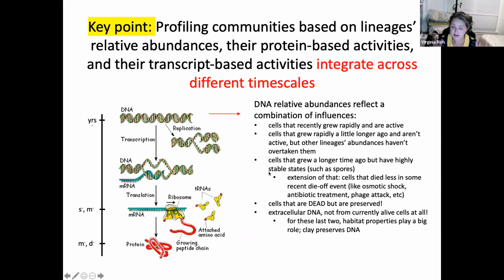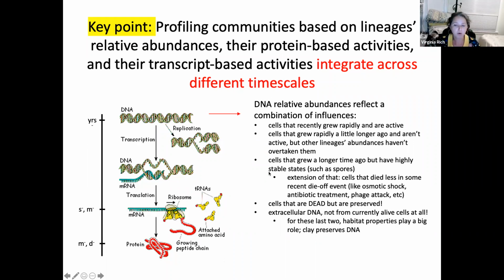So your DNA relative abundances in your iTag data or your metagenome data reflect a combination of influences, okay? So these are cells that grew rapidly and really are active now, okay? But your relative abundances in your DNA from your community also reflect cells that grew rapidly a little longer ago, and they're not active anymore, but other lineages' abundances haven't overtaken them. It also includes cells that grew a longer time ago still, but are really stable.